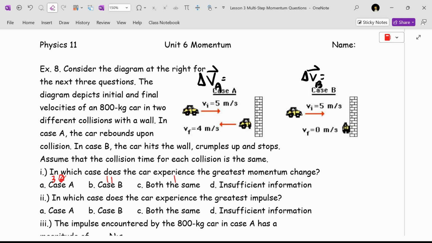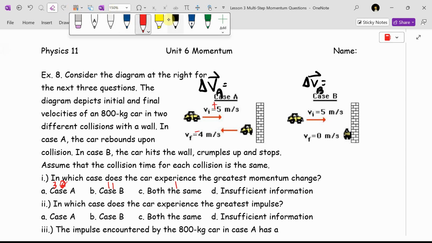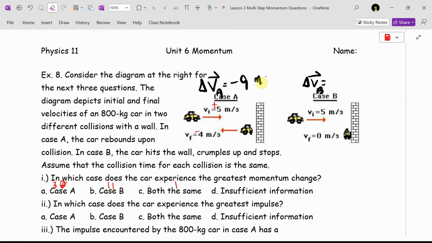Yeah, final. Okay. What's final minus initial? No. Is there a change in direction? Then I need to let one way be positive and one way be negative. So everybody put a big plus sign there and a minus sign there. It's going to be -4 minus 5. Do you know what the change in velocity is here? -9.